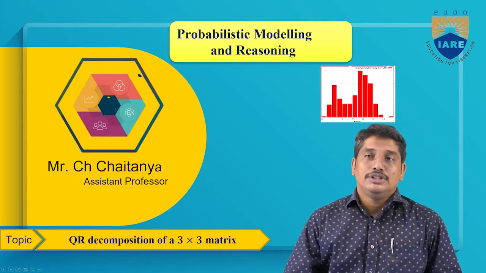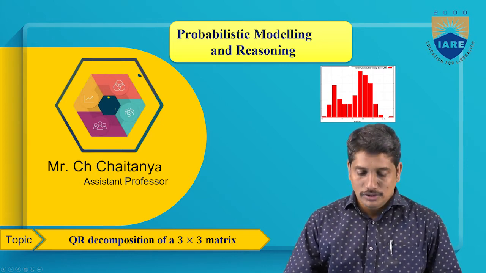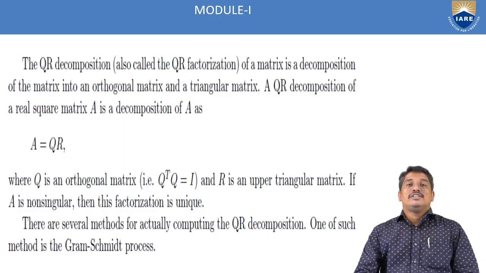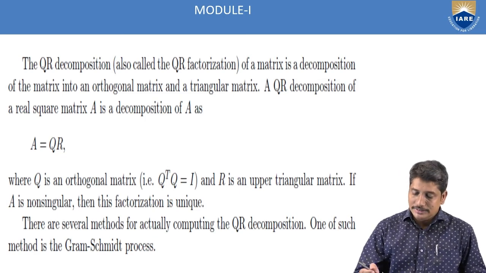Now we are going to see a QR factorization example, how to obtain the factors Q and R for a given matrix by using the Gram-Schmidt process. Okay, let us look into the concept in detail. First, let us have a recap of the concept of QR factorization.